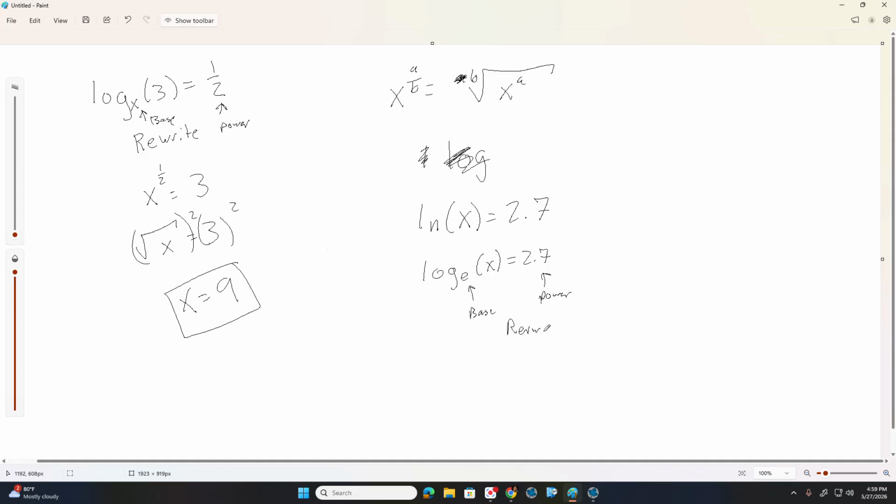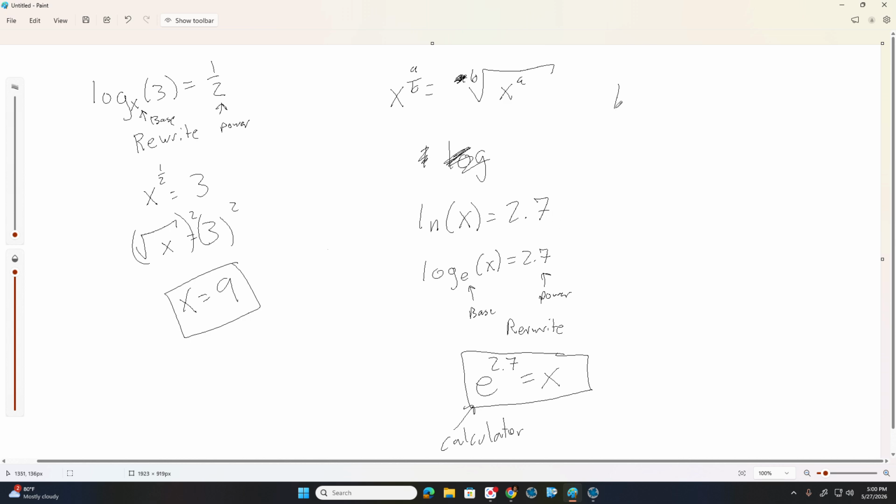Let's rewrite e to the 2.7 equals x. Now, what is e to the 2.7? Again, this is something you can find on a calculator. And we'll use whatever decimal precision we are asked. The important thing is that by rewriting exponentials as logarithms and logarithms and exponentials, we can get some interesting work.